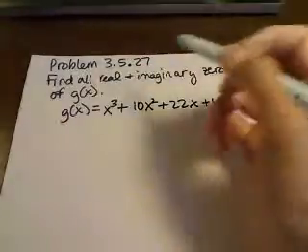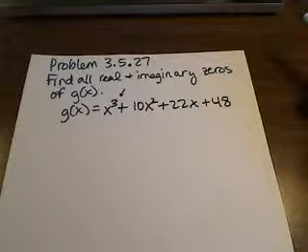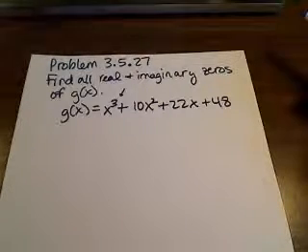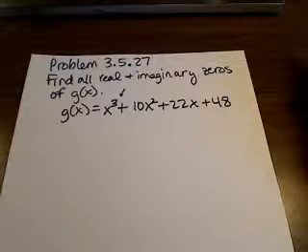Okay, so the first thing that you want to take a look at when you're looking at this function is the highest power on the function is a 3, so we know that we're going to have 3 zeros total. It's either going to be 2 imaginaries and 1 real, or possibly 3 reals.